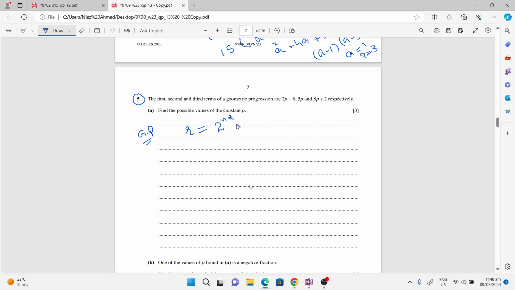So you can say it's the second term divided by the first term. The second term divided by the first term is always equal to the third term divided by the second term. You have to follow this pattern, otherwise you will be stuck in the question. Look, I said the sequence is a GP, geometric progression. It is written, so first write the progression. If it is geometric, you need to get your r.